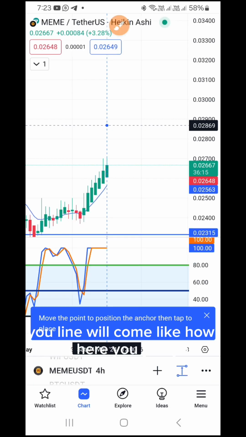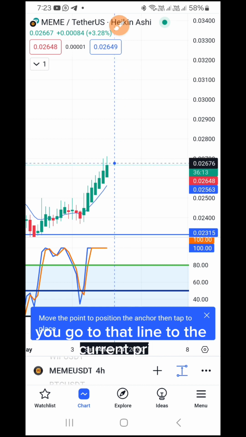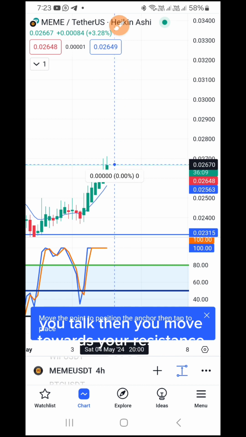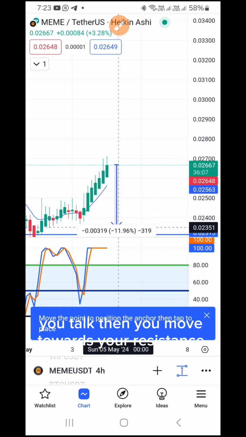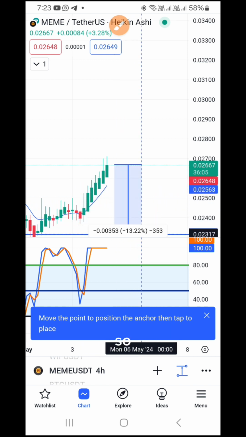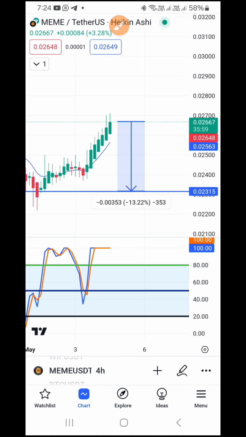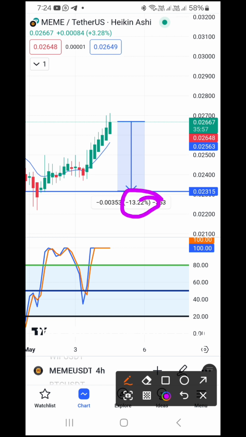A line will come like how it is here. You go to that line, to the current price here. You tap, then you move towards your resistance area. So your call drop here should be -13. Are we together? This should be your call drop. This one in bracket, it should be -13. That's how we get the call drop.